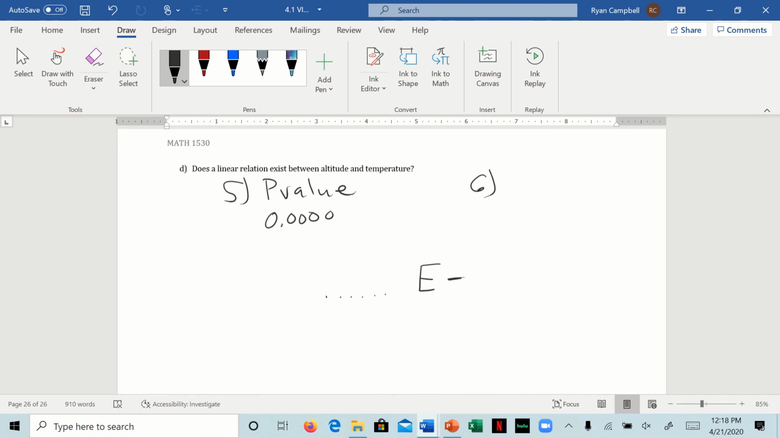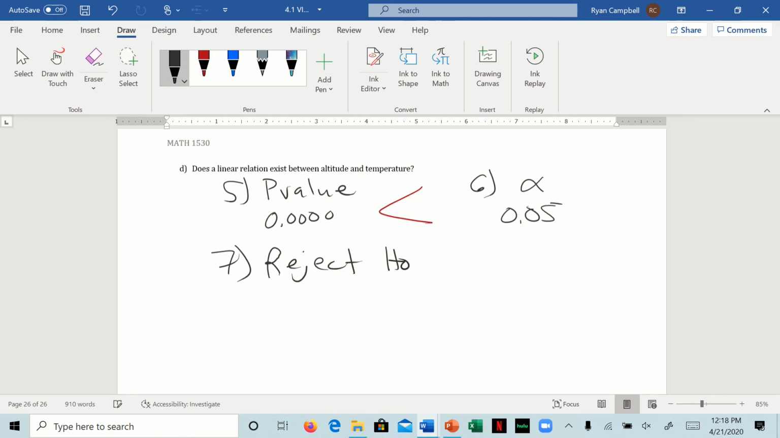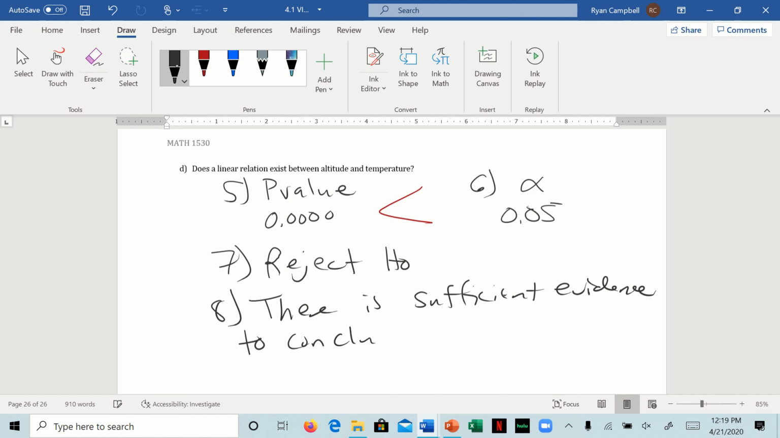So again, using these kinds of things when you're going through them can help you. So significance level is 0.05. So clearly 0 is less than that. So we are going to reject our assumption, right? The assumption is unlikely, which means that there is sufficient evidence to conclude a linear correlation. There's a quicker way of writing that.